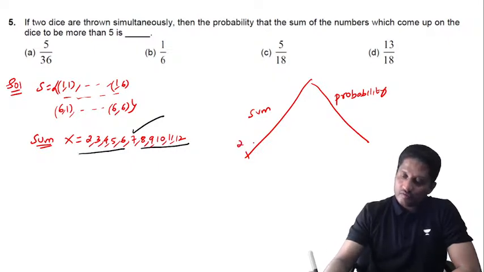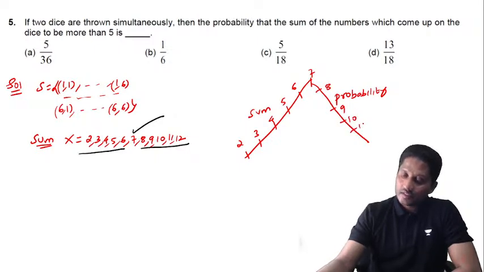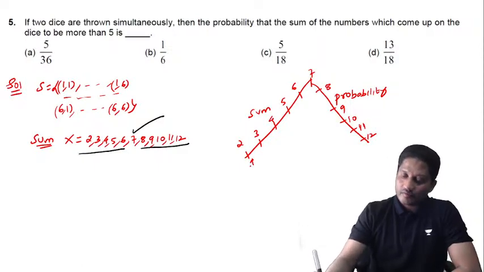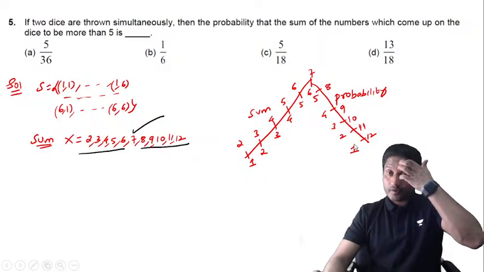Sum is equal to 2, this is 3, this is 4, this is 5, this is 6, middle term is 7, this is 8, 9, 10, 11 and 12. Now take the probability like this. Start with 1, 2, 3, 4, 5, 6, and then in the reverse order 5, 4, 3, 2, 1. So take sum, take probability.